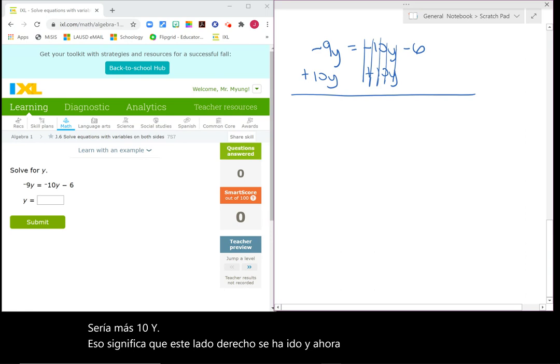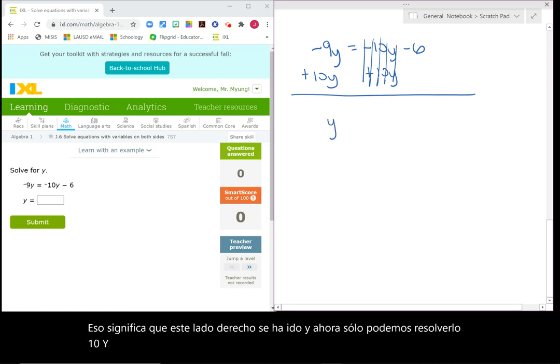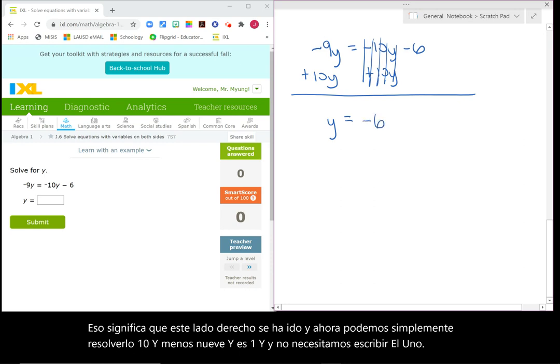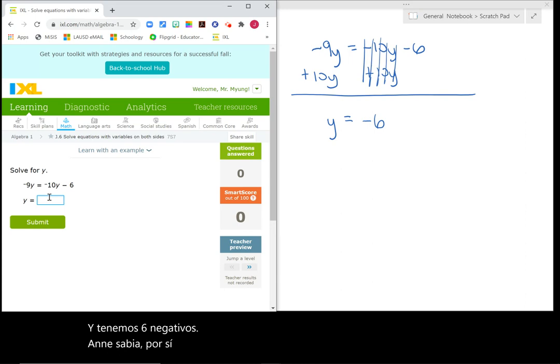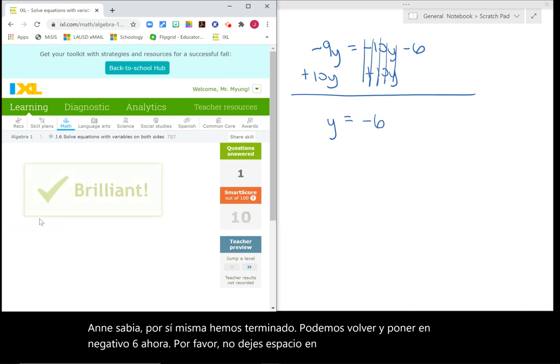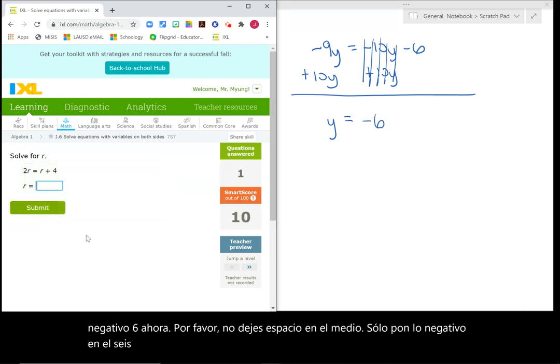10y minus 9y is 1y. And we don't need to write the 1. And we have negative 6. And y is by itself. We're done. We can just go back in and put in negative 6. Now, please don't leave any space in between. Just put the negative and the 6 on your IXL and it will accept it.